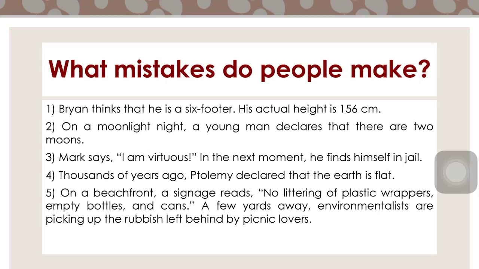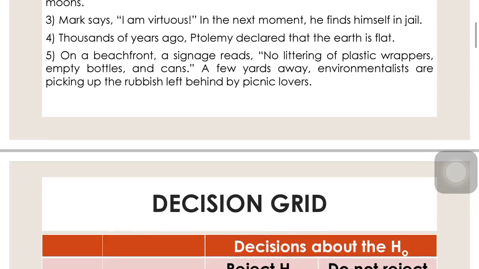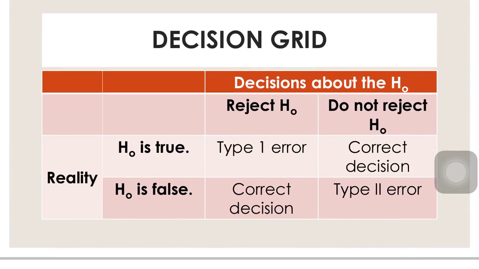Brian thinks he is a 6-footer. His actual height is only 156 centimeters. Now, what about our decision grid?